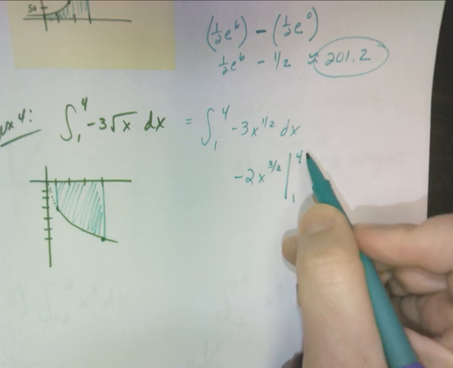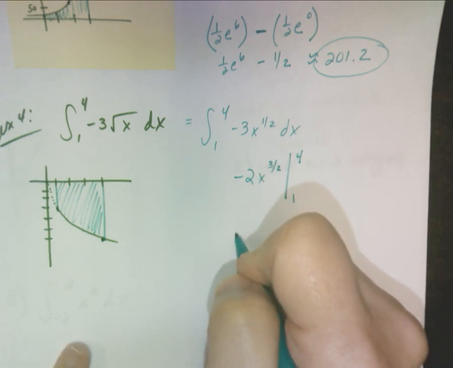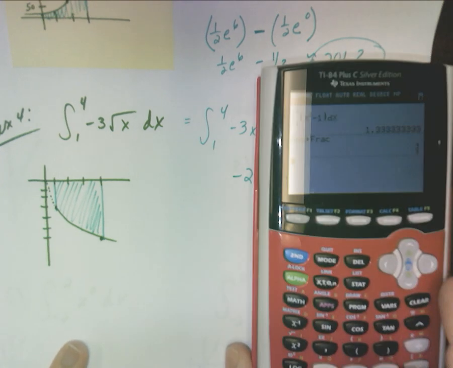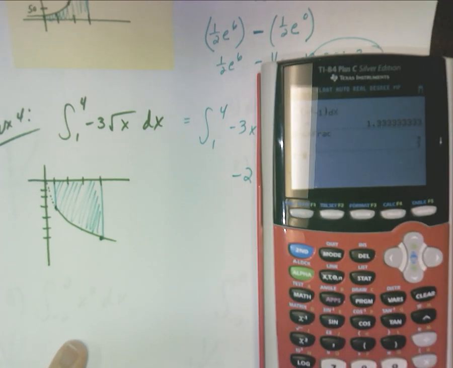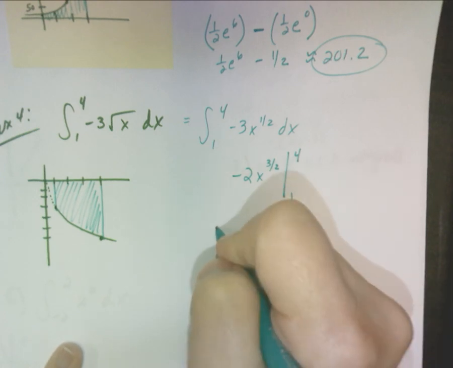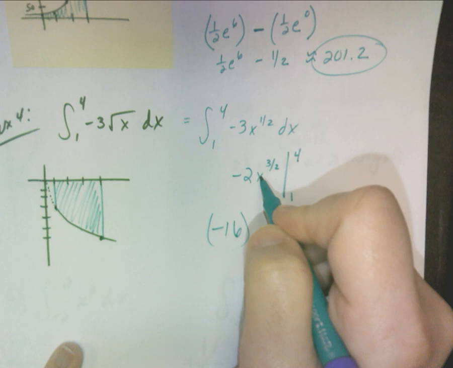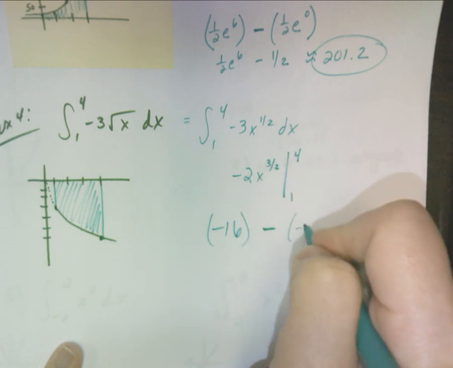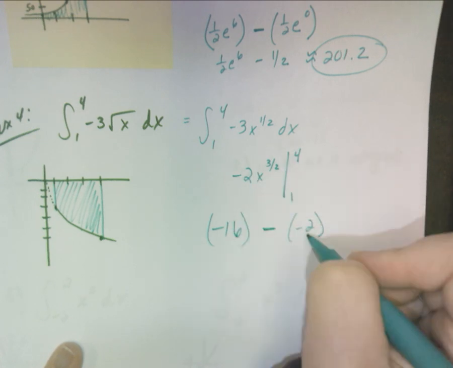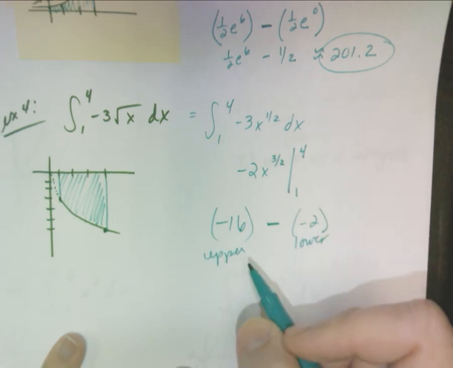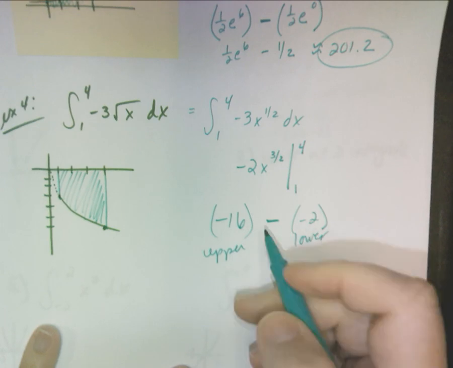Okay, so now plug your 4 in. That would be -2 times 4 to the 3/2, which is -16. Okay, minus, plug in 1, would just be -2. So you plug in your upper, plug in your lower. Upper minus lower. And -16 minus -2 is -14.